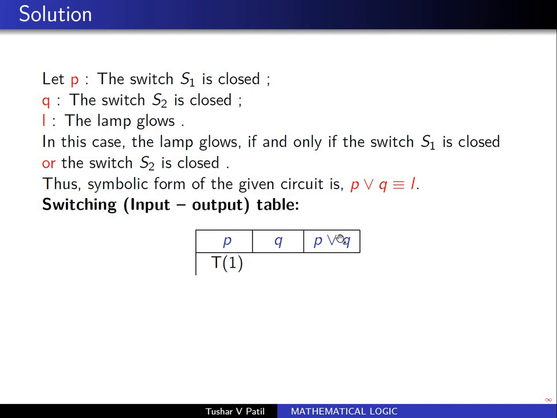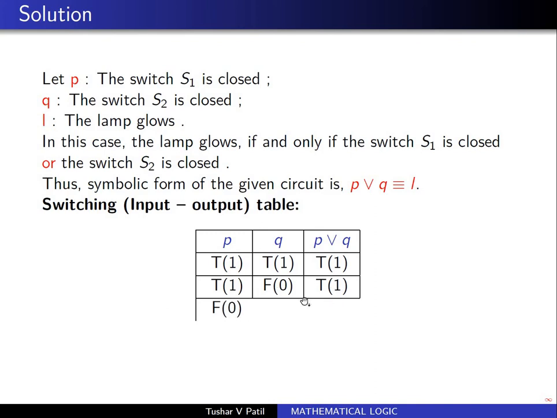Here is P disjunction Q. Now, if the switch S1 is closed and Q also denotes the switch S2 is closed, that means both the switches are closed, obviously the light will glow and the truth value is T or 1. Now, if the switch S1 is closed and S2 is open, then also the light will glow and it is denoted by T or 1. If S1 is open and S2 is closed, then the lamp glows and it is denoted by T or 1. If both the switches are open or off, then the light won't glow.